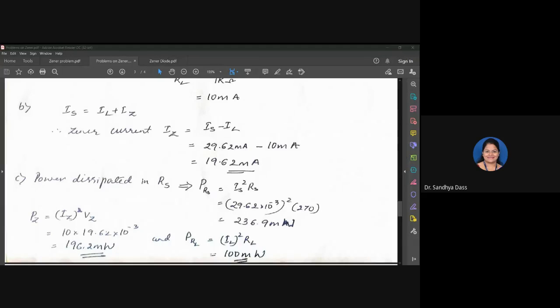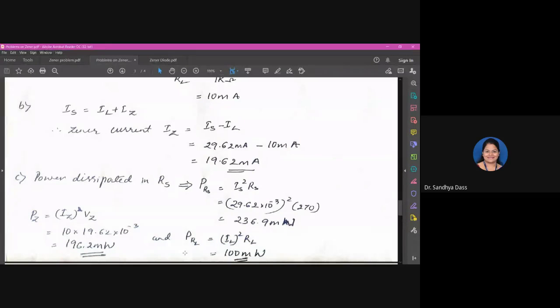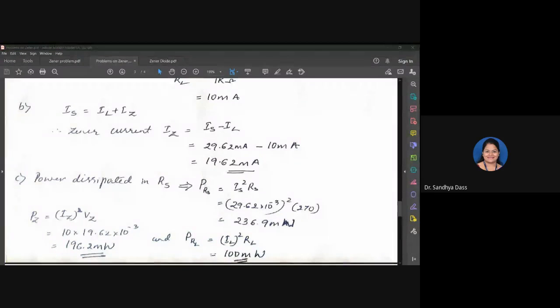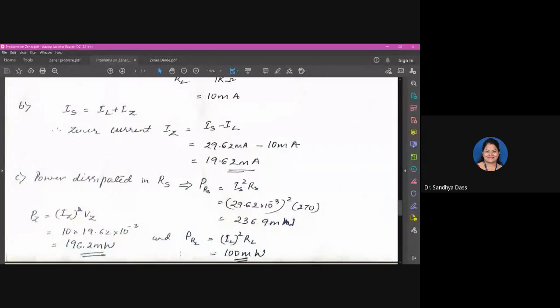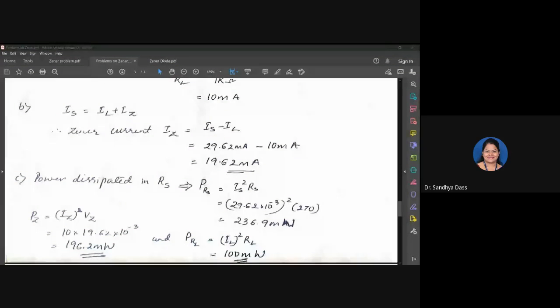0.237, yeah. That is in resistor RS, correct. Next will be RL, calculate for RL.